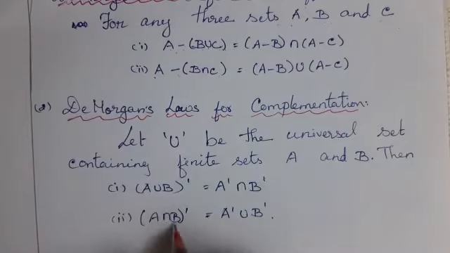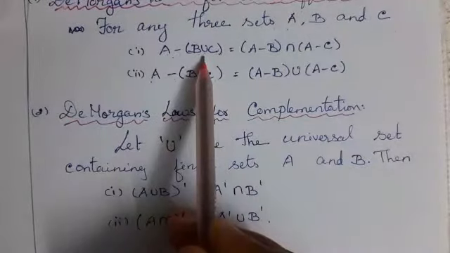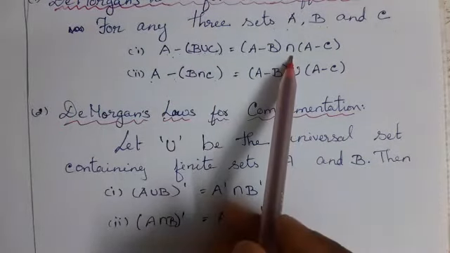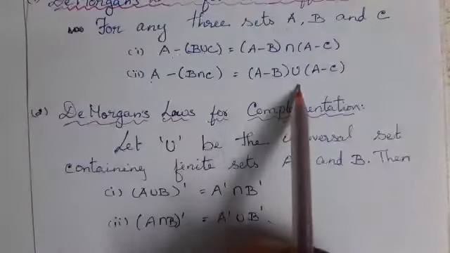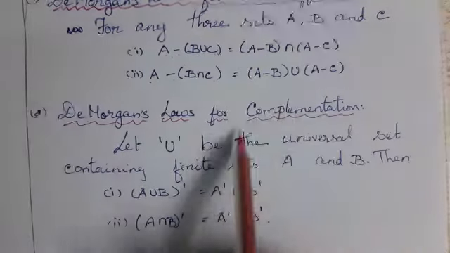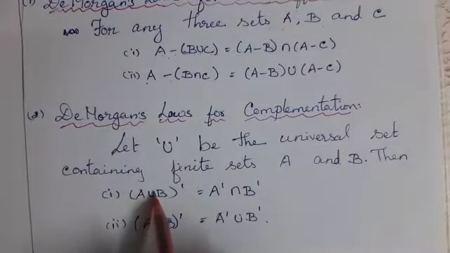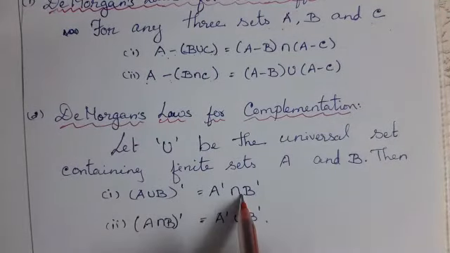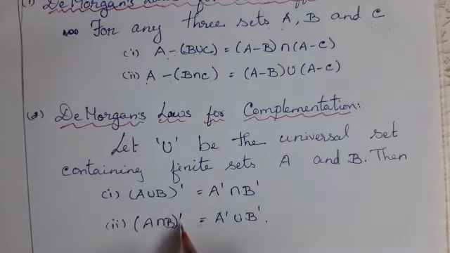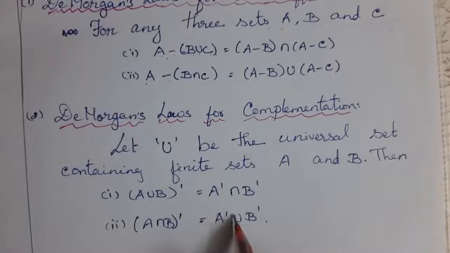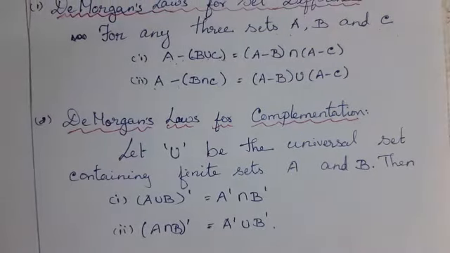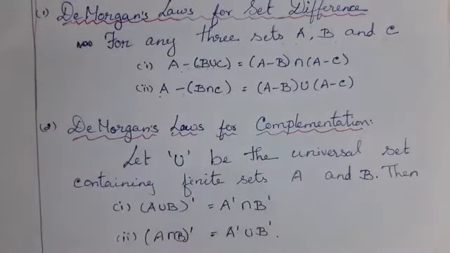Second one, A intersection B the whole dash is equal to A dash union B dash. See here in the De Morgan's law, left side if you have union, right side you have intersection. Left side if you have intersection, the right side you have union. For complementation also, left side you have a union and whole dash. Here separated, A dash intersection B dash. Here intersection and whole dash. Here separated, that is A dash union B dash. Anyway, you must know, you must learn these laws.